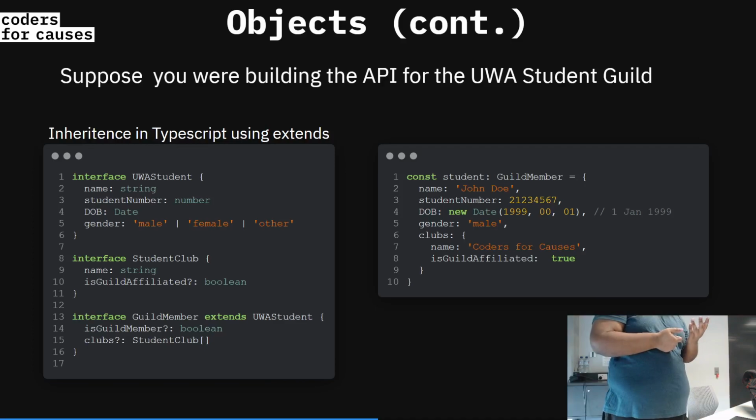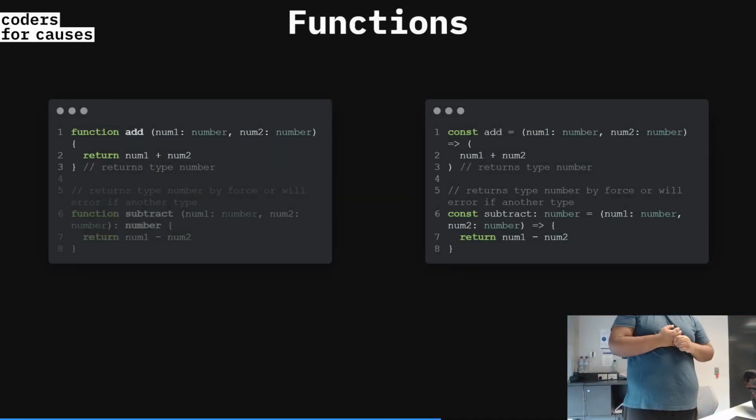No questions so far, right? Moving on. Functions. Two ways of declaring a function. You can either use the keyword function or you can use arrow functions. So keyword function is on the left, declaring an arrow function is on the right.